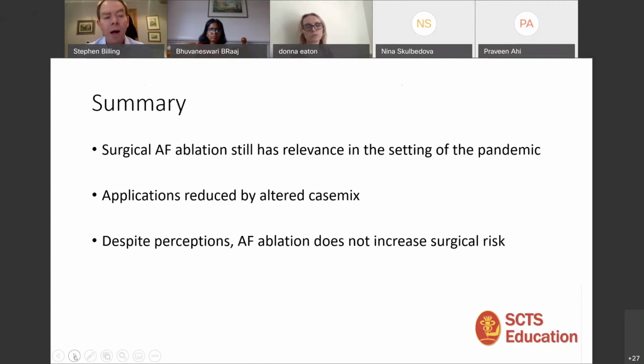But in summary, I would say that surgical AF ablation still has relevance despite the current pandemic. I recognise that applications for this technology are reduced because the case mix is altered artificially by our capacity. But importantly, despite the perceptions that many may have, I have suggested there is some good evidence that AF ablation does not increase the surgical risk.